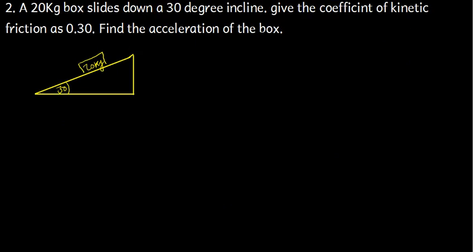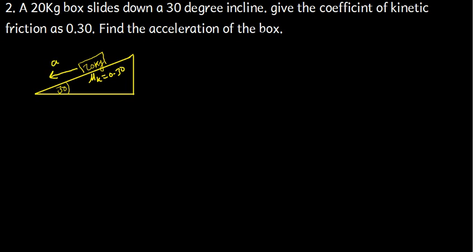So we've been given a 20 kg box, and we've been told that it slides down a 30-degree incline. We've been given the coefficient of kinetic friction as 0.30, and we want to determine the acceleration. A 20 kg box is here on an incline, and mu k on the box is 0.30. Let's say the acceleration is going down here, that is the direction of the acceleration.